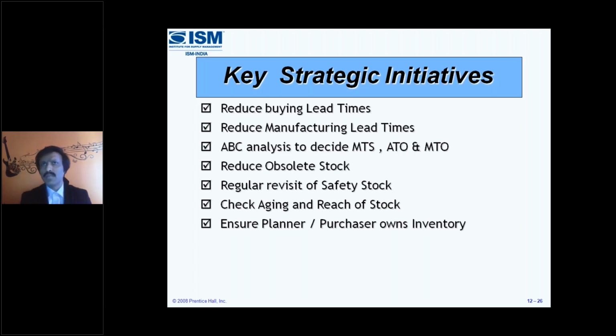It is required, obviously; certain items are there for which you may need safety stock, but not to that extent. I'm sure that if we do the audit every year, we will be able to curtail that quantum substantially, in terms of value as well as numbers. And the most important is that we must ensure that the purchaser and the planner are owning the inventory.